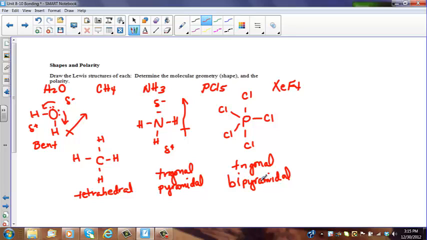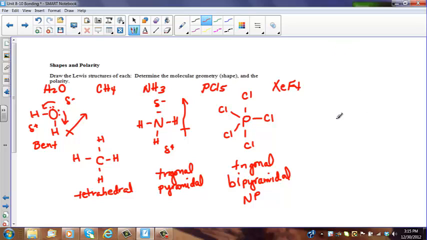And do we have a dipole moment? Usually this is nonpolar. Nonpolar. Why? Because you have the 3 in the plane that are nonpolar because they're 120 apart, and then you've got the north and south.